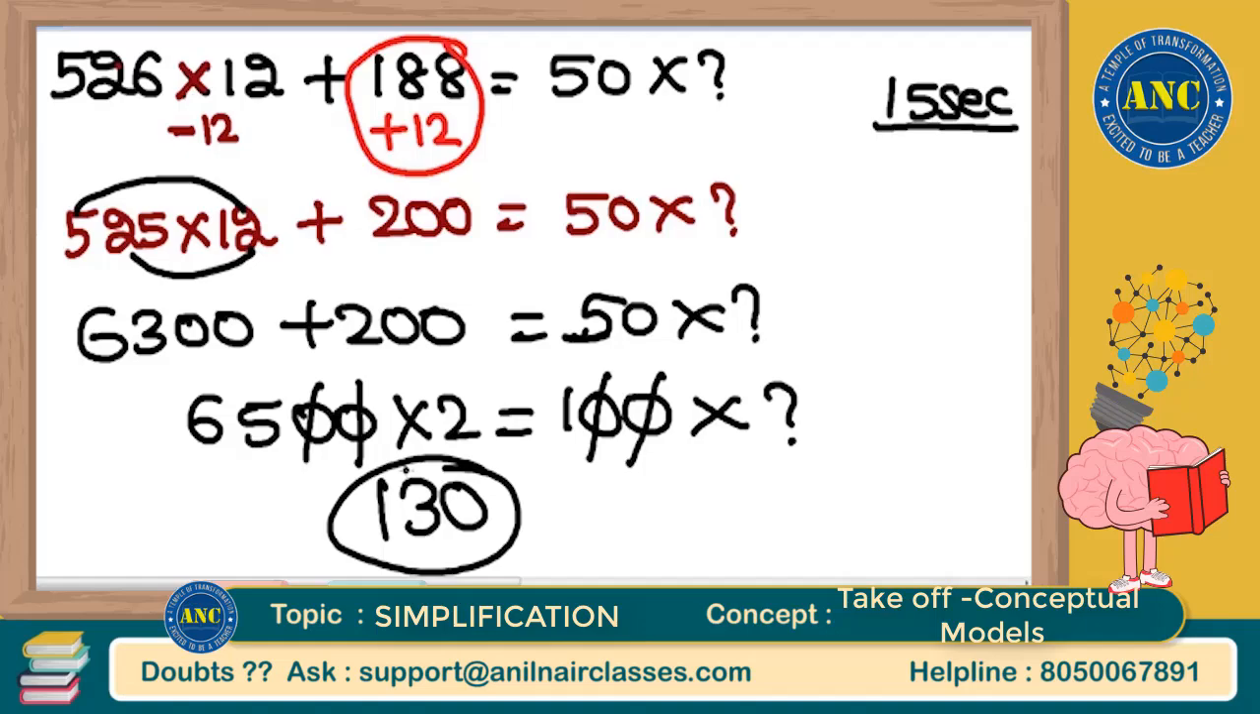I hope the idea is very, very clear for you. Answer is 130. I made this 50 become 100 so that I can cancel both the zeros on the left hand side and my calculation will reduce. That is how I will think in my problems so that I solve it a little easier. Idea clear?